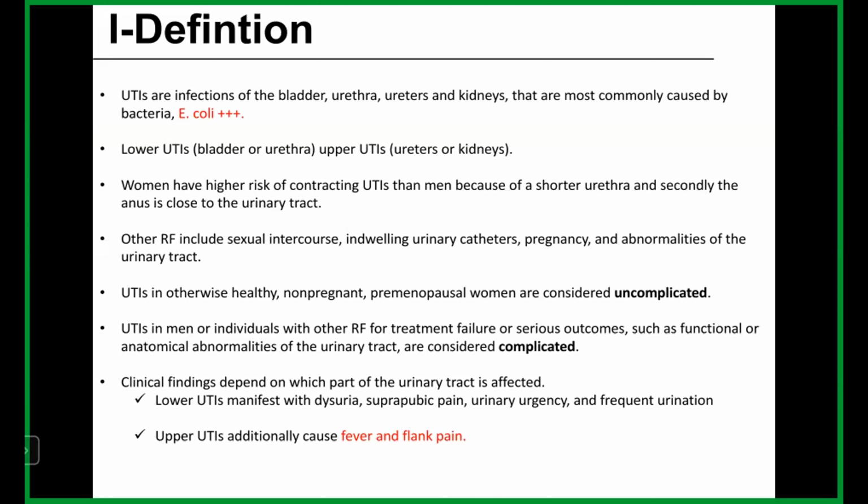ureters and kidney. It's also important to know, like a small definition, that women have a higher risk of contracting this infection than men, because of a shorter urethra, and secondly, the anus is close to the urinary tract, so we call it migration infection. Other risk factors of this infection are sexual intercourse, urinary catheter in hospitalized patients, pregnancy, of course, and abnormality of the urinary tract. The abnormality could be anatomical or physiological.